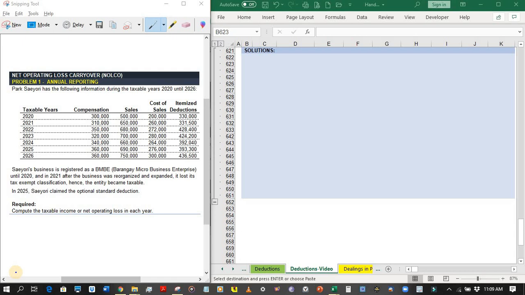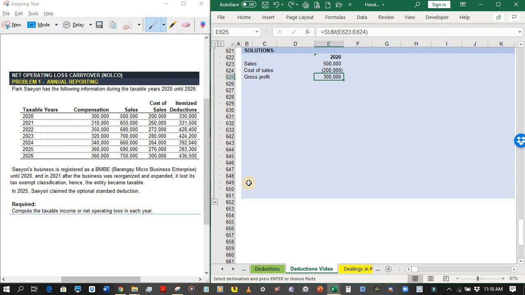So let's start with 2020. Since the taxpayer is an individual mixed income earner, let us first compute for the taxable business income because the compensation income is simpler. So let us start with sales in 2020. The sales in 2020 is 500,000 pesos. Then let's deduct the cost of sales of 200,000. Then we have a gross profit of 300,000 pesos.